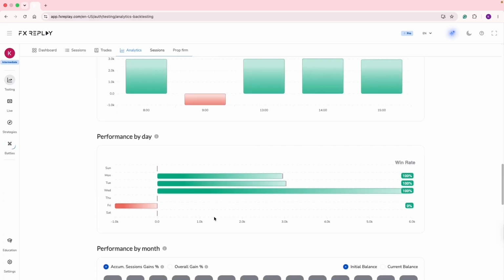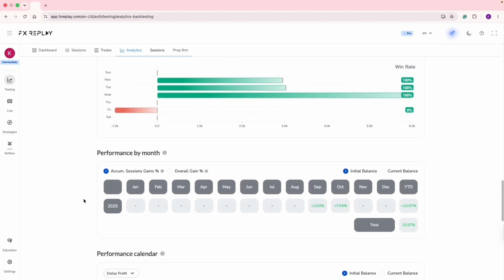And then performance by day, where you can see what days your strategy performs better. On this one, Wednesdays were pretty good for me. And Mondays and Tuesdays, I only had 1 trade, and then the loss that we had on Friday. And then you've got performance by month. If we ran the backtesting for a whole year, it would have shown us each month. However, we only ran it from the end of September into October, and these are the results we got.